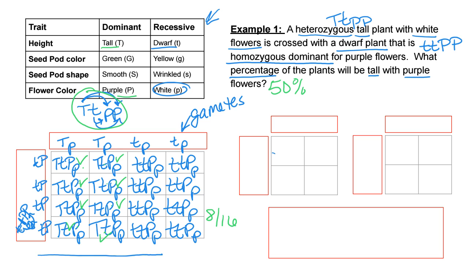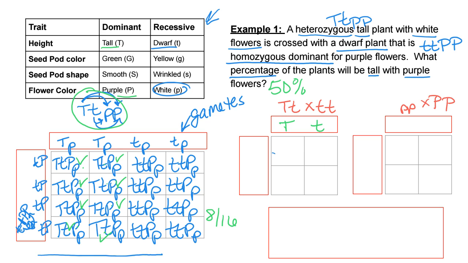The other way to do this is to do 2 small Punnett squares. If I do 2 small Punnett squares, I'm going to separate the 2 traits out. So I had one plant that was heterozygous tall crossed with a short plant, and then I had one plant that had white flowers crossed with homozygous dominant purple flowers. And then I'm going to complete that just like I would a regular monohybrid.